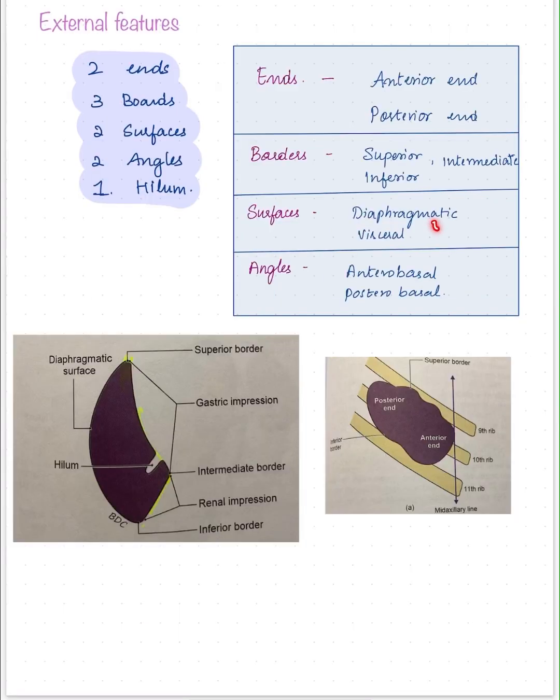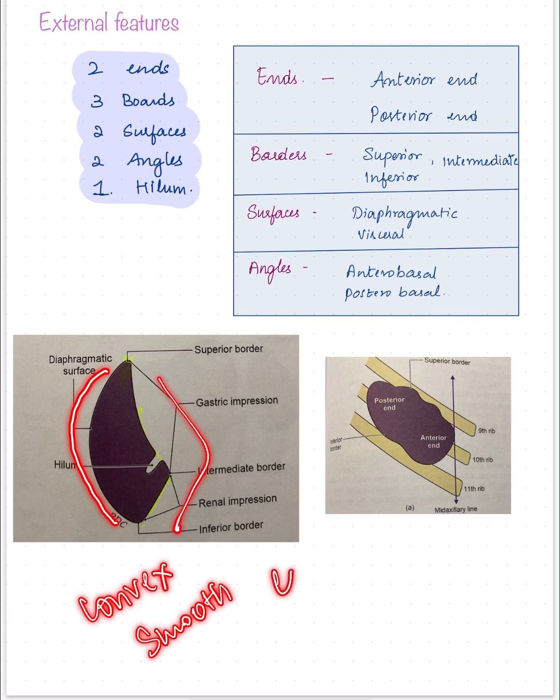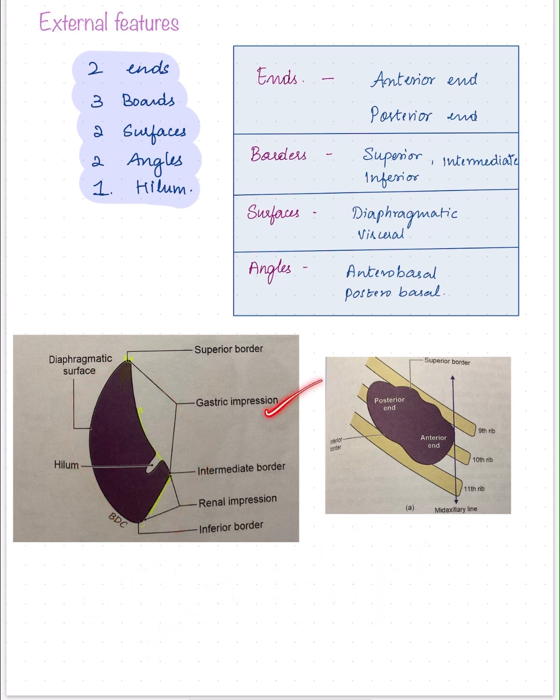So coming to the surfaces, we have the diaphragmatic and visceral surface. You can see in the diagram over here. This is the diaphragmatic surface and all these are visceral surfaces. So the diaphragmatic surface is convex and also smooth, whereas the visceral surface is concave and irregular. It consists of various impressions like the gastric impression and renal impression. We will learn about all that in the next slides.